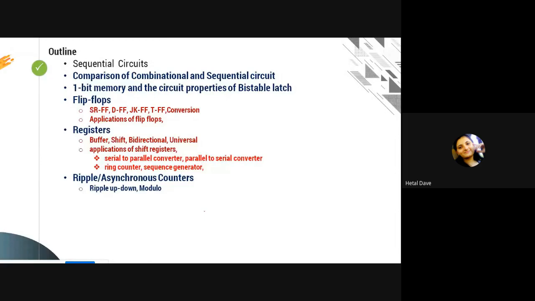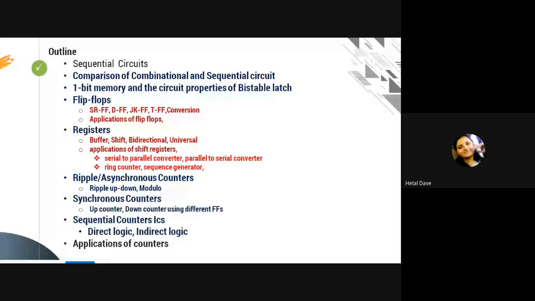These last two topics depend on the introductory part and flip-flop. Animations are given so you can easily understand what is flip-flop, but please try to understand. Next topic is register. Last topic is counter. Different counters are given: synchronous counter, asynchronous counter, and sequential circuit applications. These kinds of topics are given in the third chapter. So this is the outline.